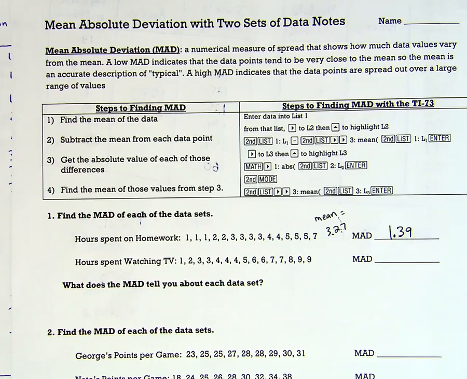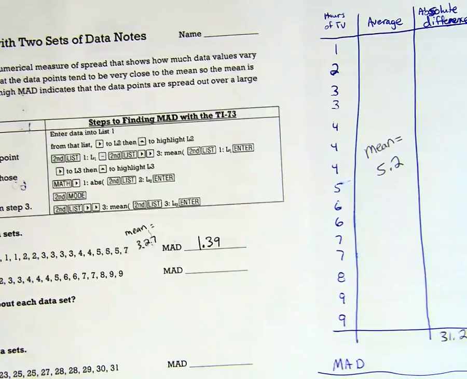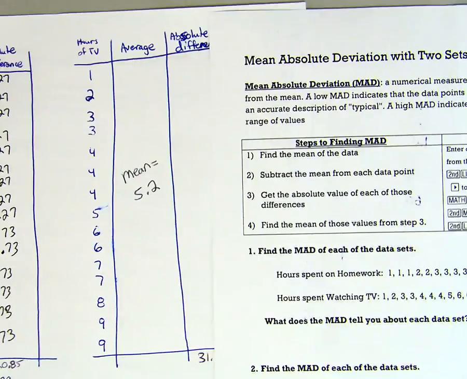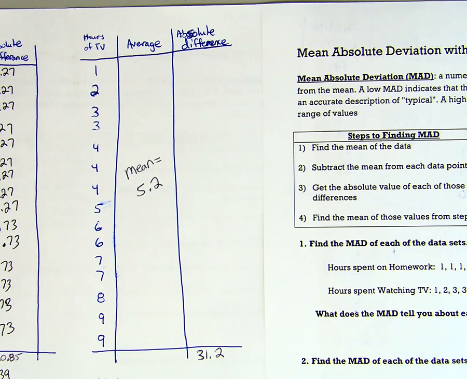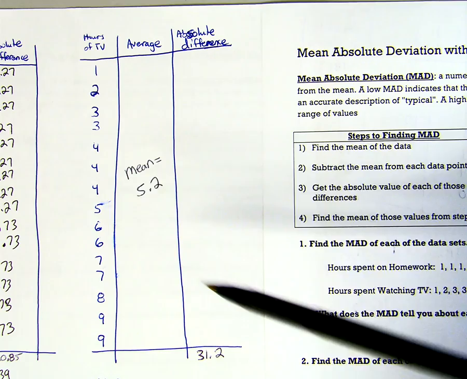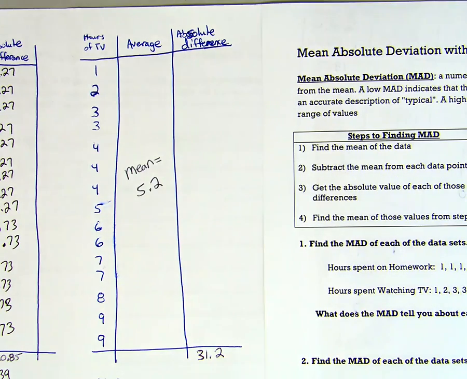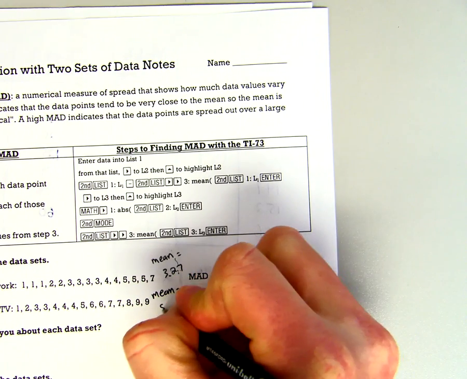Alright, so my next one is hours spent watching TV. So we're going to go ahead and do the same thing for that one. I went ahead and listed them out all ahead of time as well. I have 1, 2, 3, 3, 4, 4, 4, 5, 6, 6, 7, 7, 8, 9, 9. And I went ahead and totaled them all up, and I got an average of 5.2. So I'm going to mark that on my sheet as well. My mean is equal to 5.2.